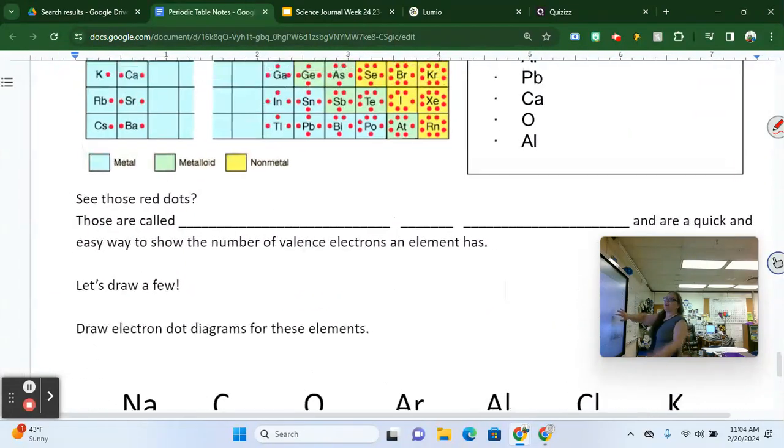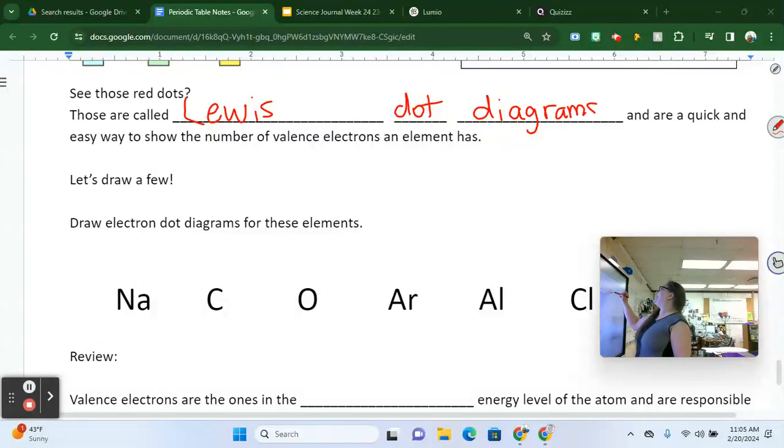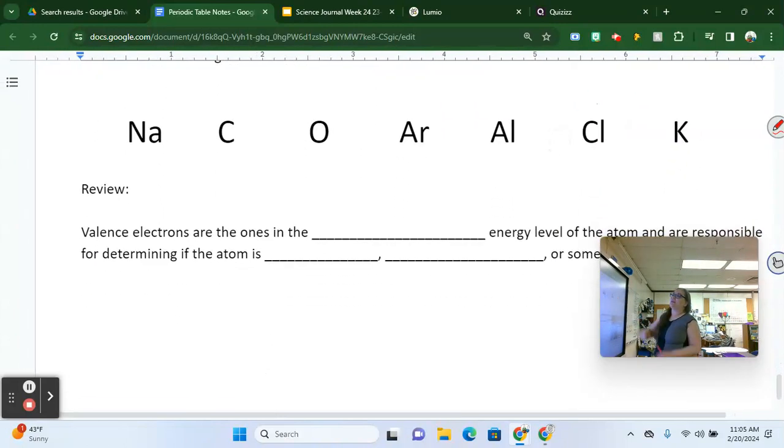All right, those red dots are called Lewis dot diagrams. Lewis dot diagrams are a quick and easy way to show the number of valence electrons that any element has. So let's draw a couple of them. Generally, you draw the dot starting from the top and then go around in a clockwise motion. Starting from the right side and going around in a clockwise motion.